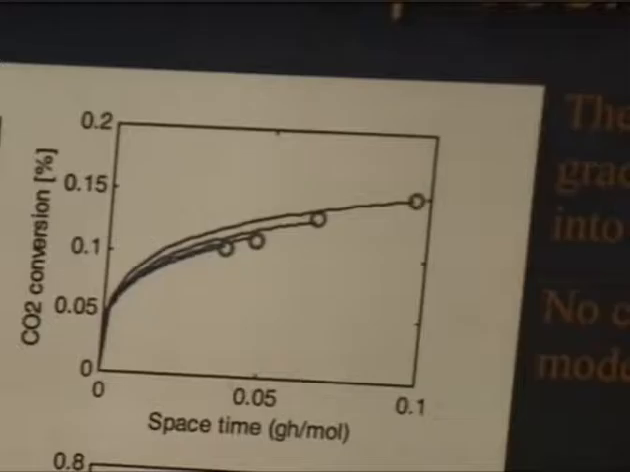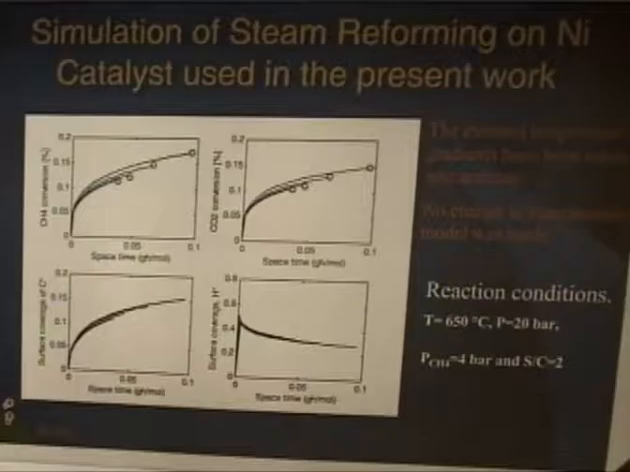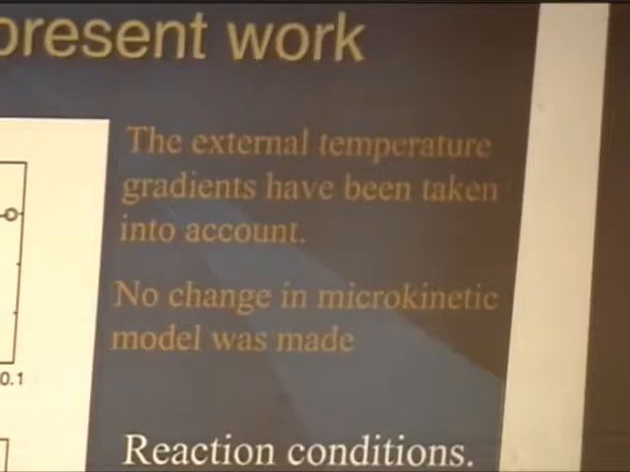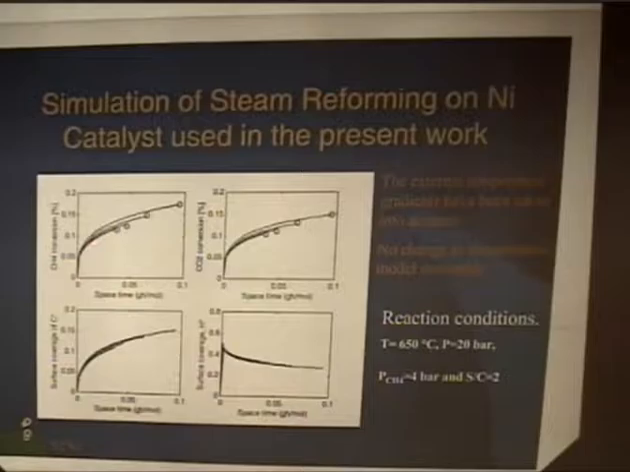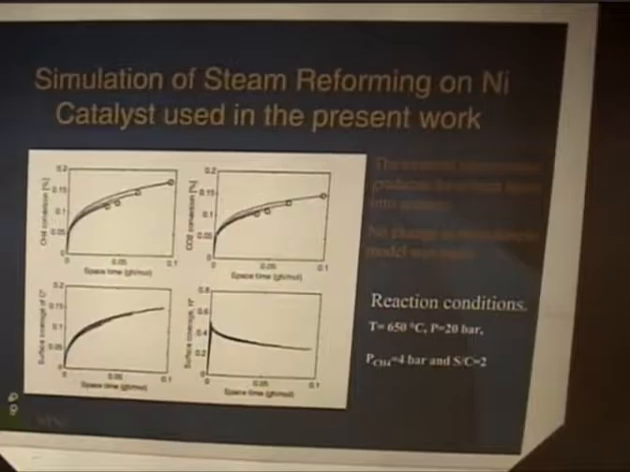More interestingly, we can use this model to calculate and to study the transport limitations. And it turned out that there are external temperature gradients which have to be taken into account, gradients between the gas phase and the surface of the catalyst particle. If you do that, you get very good comparisons with experimental. I know this is also not CO2 conversion, it's conversion to CO2. This model is the same as used for this work.